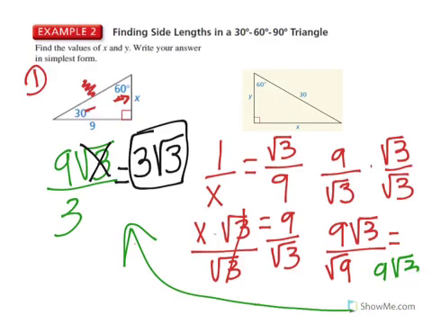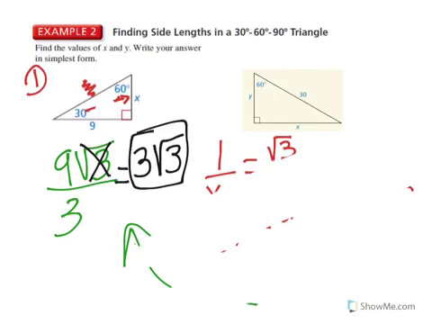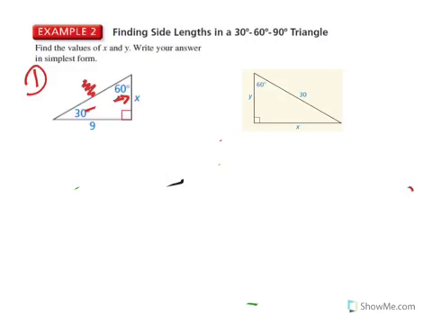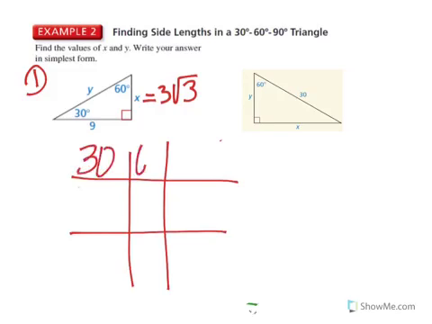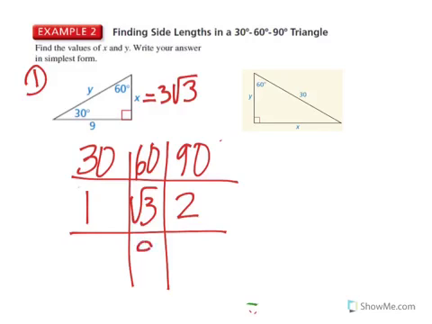Okay, let's erase this so that we can solve for y. We've only solved for x. We've only solved for the shorter side. So now we're going to solve for the y. Using our tic-tac-toe board, we have 30, 60, 90. This is 1, square root of 3, and 2. We know that this is 9, and we know that this was 3 square roots of 3.